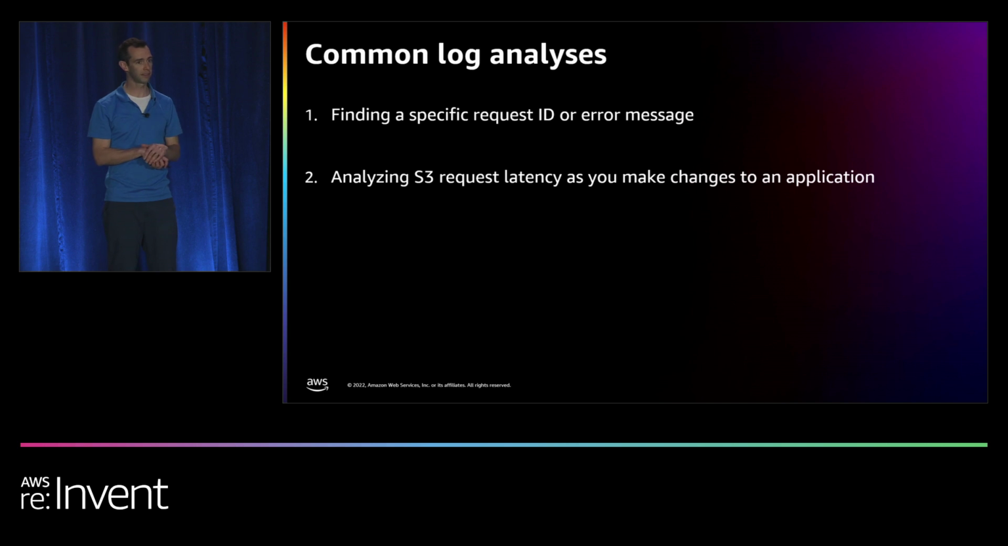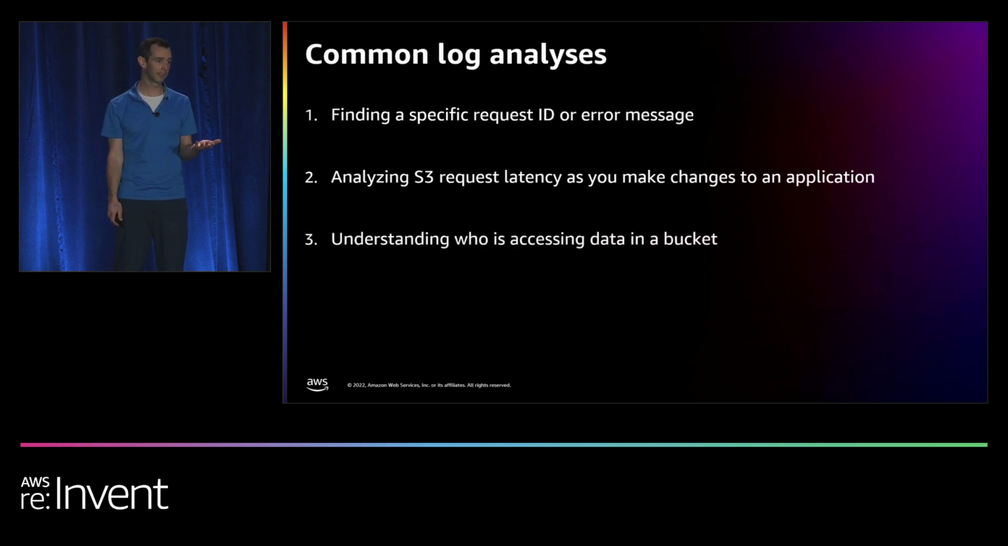Analyzing that request latency, both the total time and the turnaround time, can be good to look at there. Who's accessing data in the bucket? We saw that account ID field. There's a user agent field. There's the source IP. So you can look at all of those to understand, of all the requests over a period of time to a particular prefix, part of the bucket, who's using it.